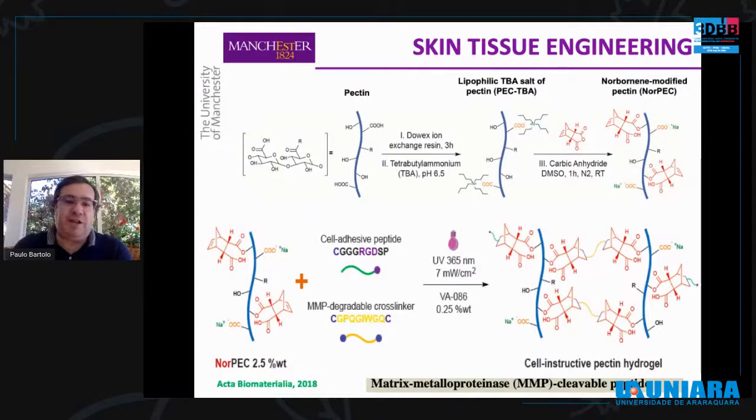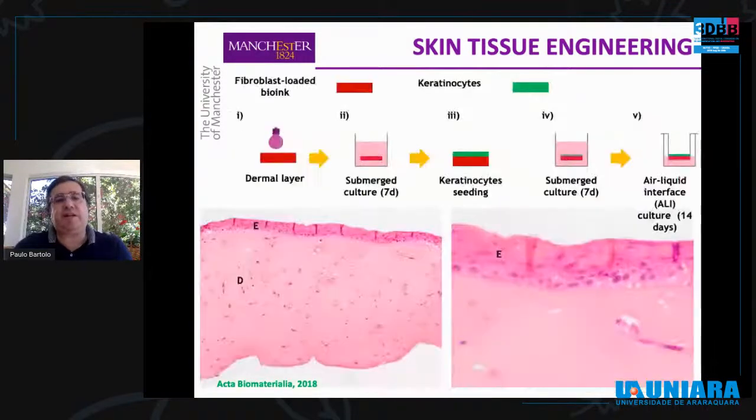And again, we decorated pectin with RGDs and also with MMPs, allowing us to gradually increase the free volume available to accommodate the cell spreading process. And then we start testing the best way to create the artificial skin. And the strategy is illustrated in this slide.